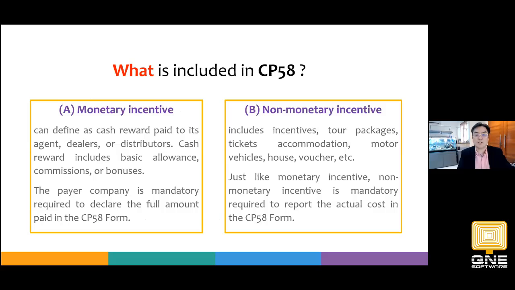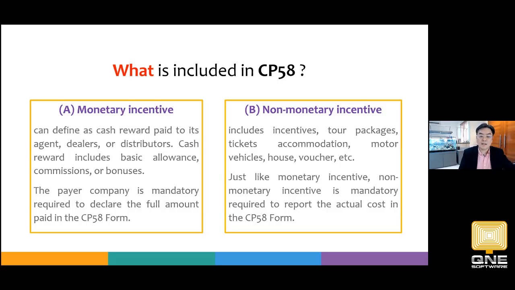The next slide we'll look at what is included. Basically, we'll look at monetary incentive and non-monetary incentive. Let's look at the first one, part A, the monetary incentive. It includes cash reward paid, including basic allowance or commission or even bonuses, paid to all these so-called agents, dealers, and distributors.